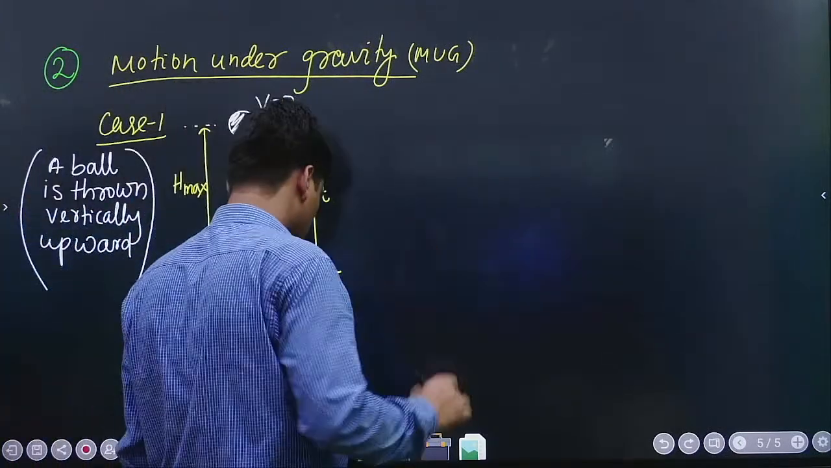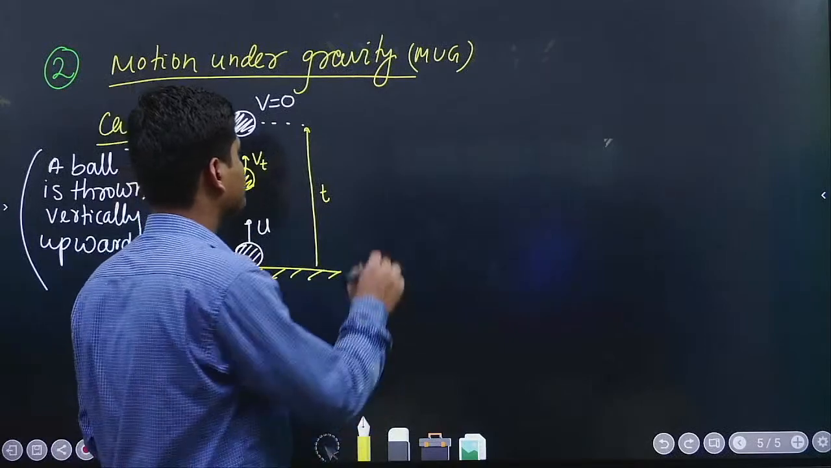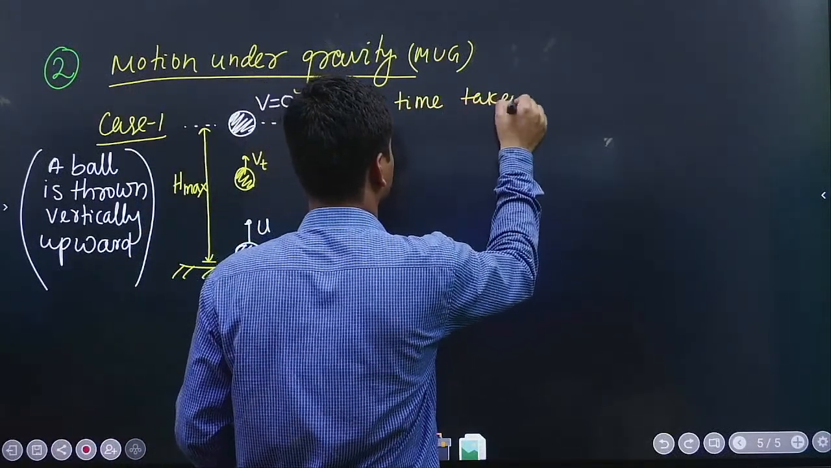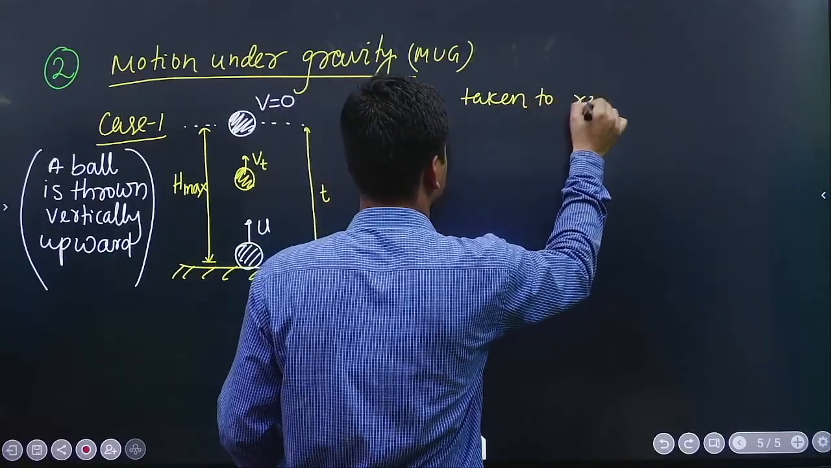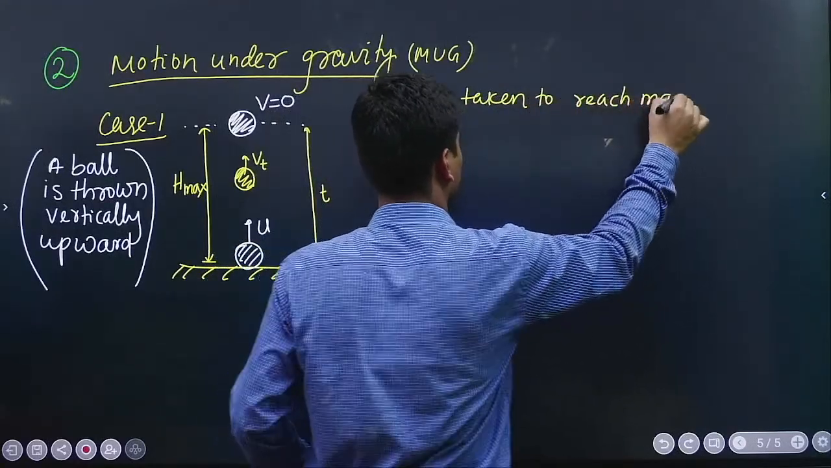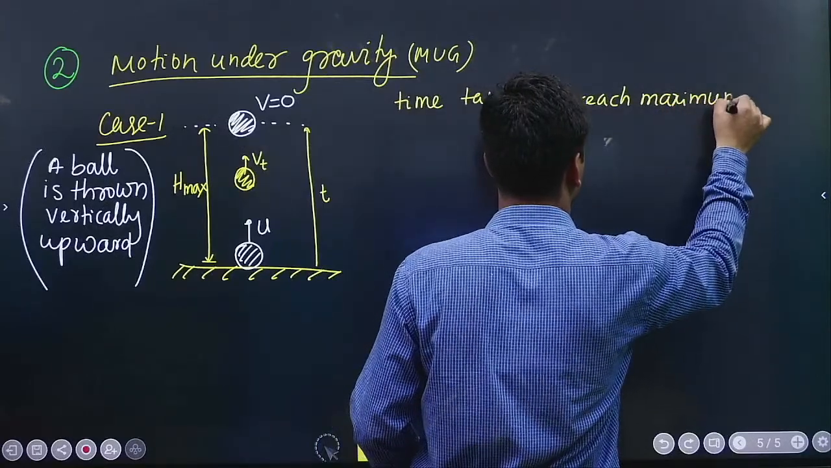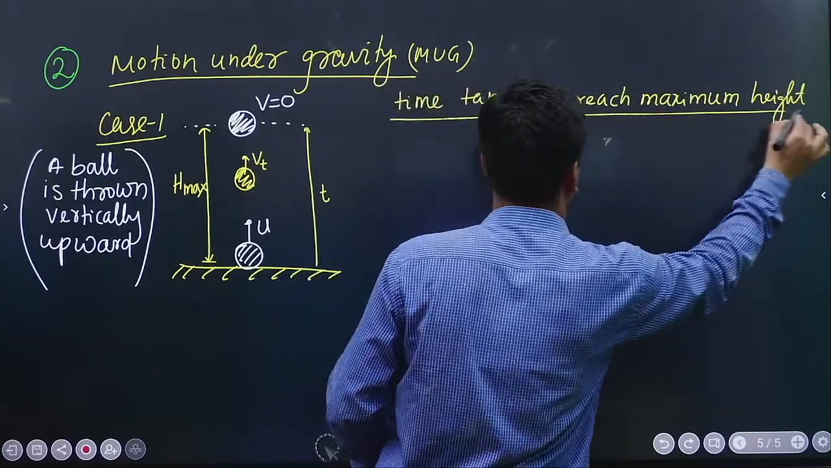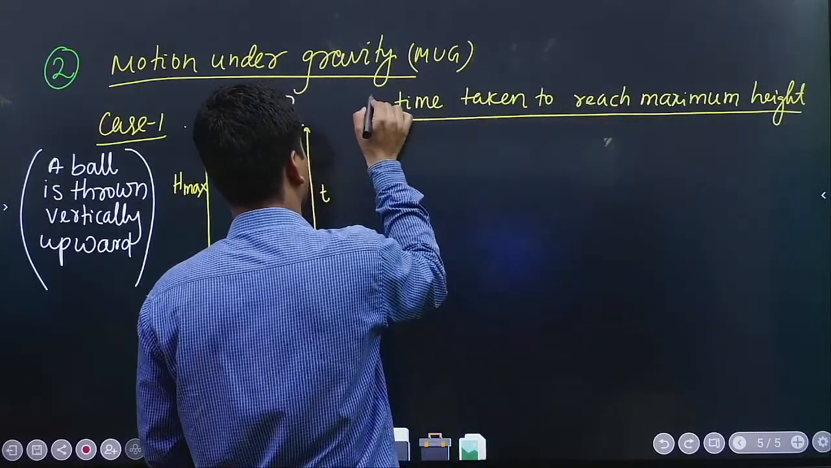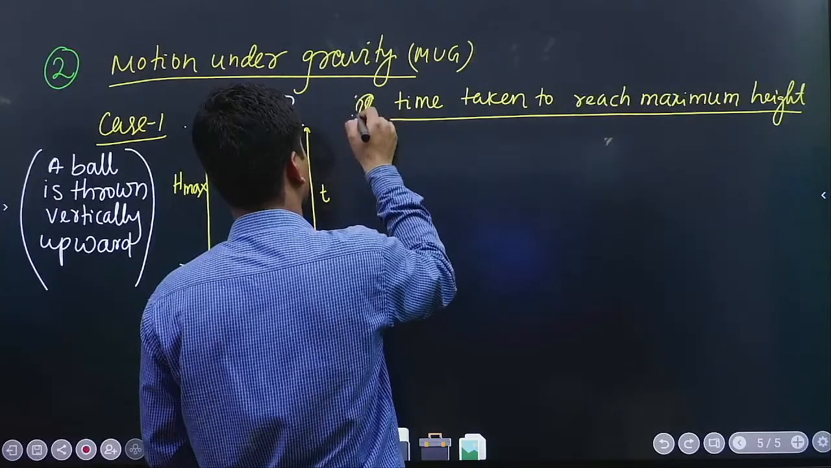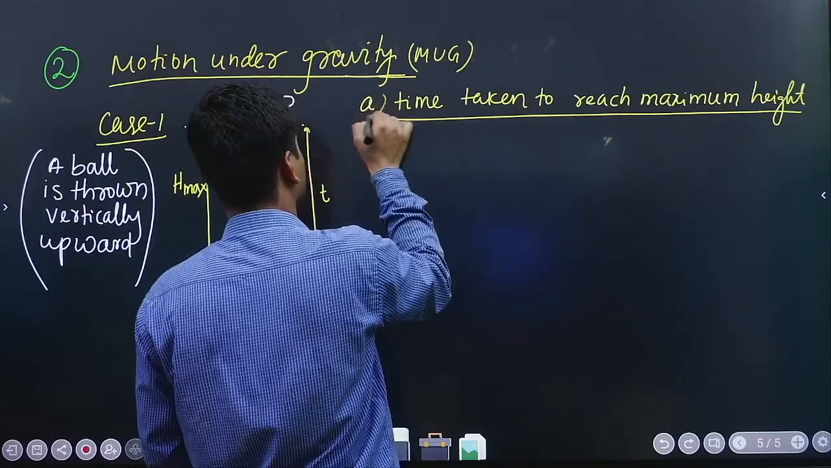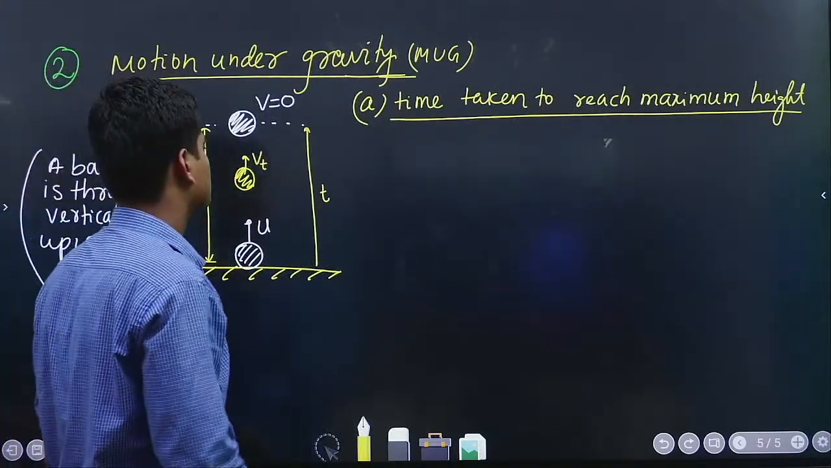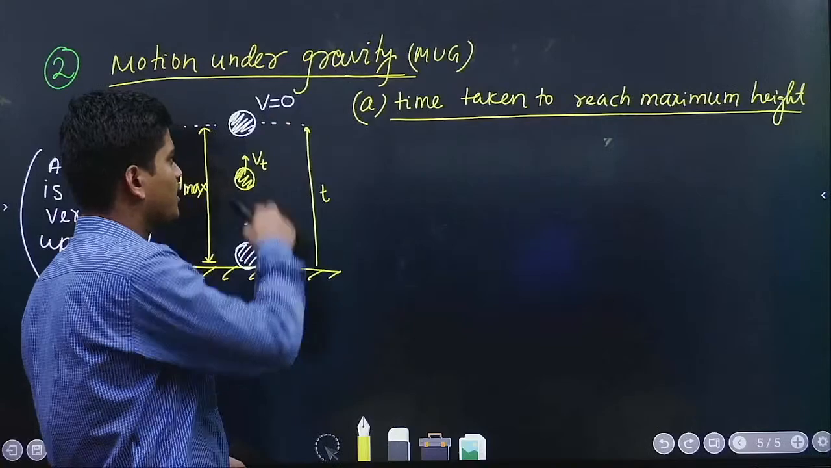So first I am writing time taken to reach maximum height. This will sometimes be a direct question, or it can come indirectly with a linked question. So take this as A. Now, time taken to reach maximum height: here it is going up and the velocity becomes 0.